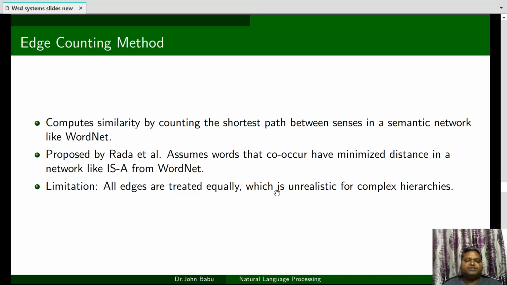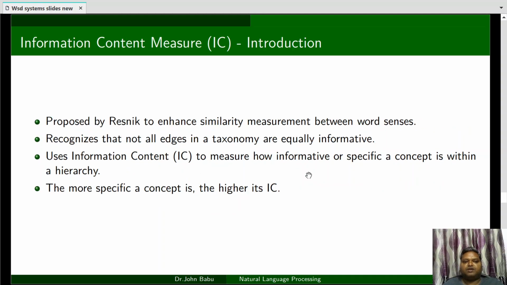The edge counting method, proposed by Rada and others, computes similarity by counting the shortest path. In dependency parsing, we give arcs to the head word, so how many edges are there? Now this method assumes that for words that occur together, the distance will be less, like in WordNet. The limitation of the edge counting method is that it assumes all edges are equally important, which is not realistic for complex hierarchies.